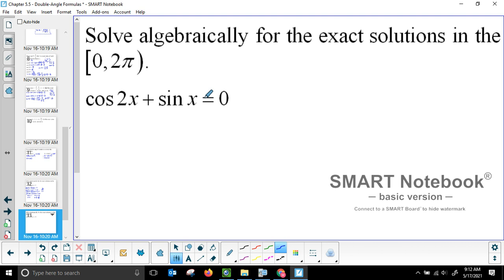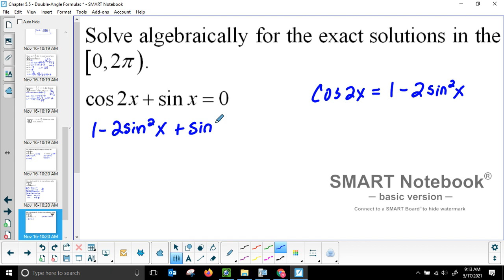Okay, so as kind of discussed, right, we are going to want to use the double angle formula cosine of 2x is equal to 1 minus 2 sine squared x. All right, so that's what we will go ahead and put here. So 1 minus 2 sine squared x plus sine x is equal to 0. And we use that one because now we're left with only sines, which is what we want.